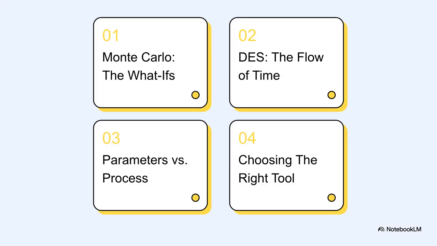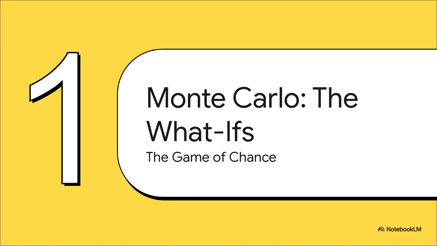All right, here's our game plan. First, we'll get to know Monte Carlo simulation, which is the absolute master of what-ifs. Then we'll meet its cousin, discrete event simulation, a tool that's all about the flow of time. After that, we'll put them head-to-head to really see the difference. And we'll finish up by figuring out which tool, or maybe even a combination of both, is the right one for the job. So first up, Monte Carlo simulation.